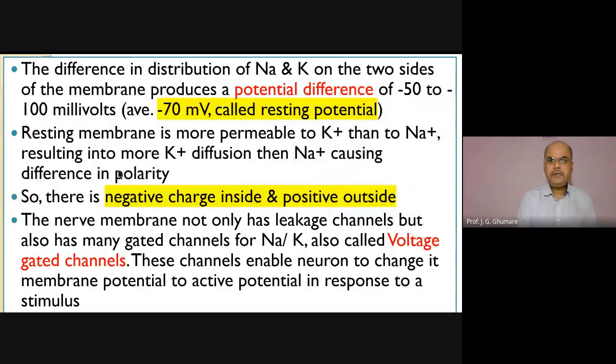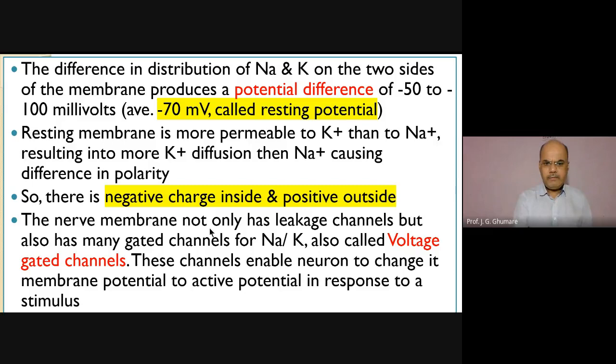Okay, now we'll conclude with one more slide. The difference in distribution of sodium and potassium on two sides of a membrane produces a potential difference of minus 50 to minus 100 millivolt. Remember, it is minus 70 millivolt. This is called the resting potential. A resting membrane is more permeable to potassium than sodium, resulting in potassium diffusing out and causing a difference in polarity, remember. So there is negative charge inside and positive charge outside.